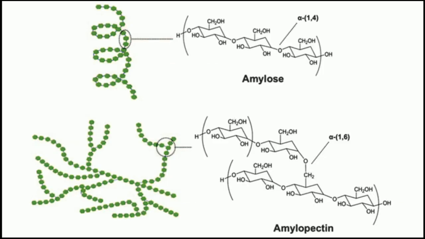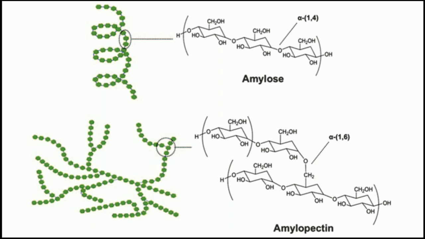The difference between amylose and amylopectin is their structure. Amylose is a linear chain structure having alpha 1,4 glycosidic bonds, while amylopectin is branched in structure. It has alpha 1,4 glycosidic bonds, and along with that it also has alpha 1,6 glycosidic bonds. Due to these bonds and structures, the properties of both differ. Amylose is less water soluble as compared to amylopectin.